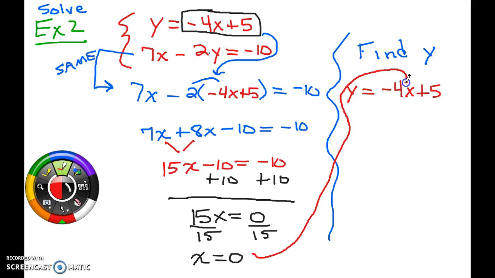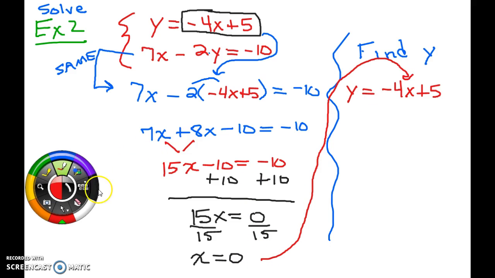So I just come up here and I plug in 0 for x. That's pretty much what I'm looking at, I'm trying to find this. At the beginning I could have found it if I would have known what x was. I had to do this work to find x. Now when I plug it back in, I get y is equal to negative 4 times my x. Well, my x is 0, so negative 4 times 0 is 0. 0 plus 5 is simply 5.